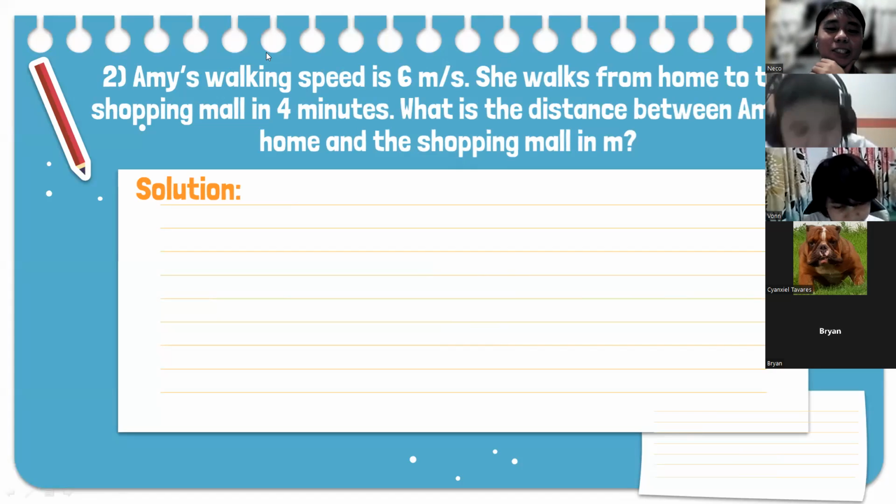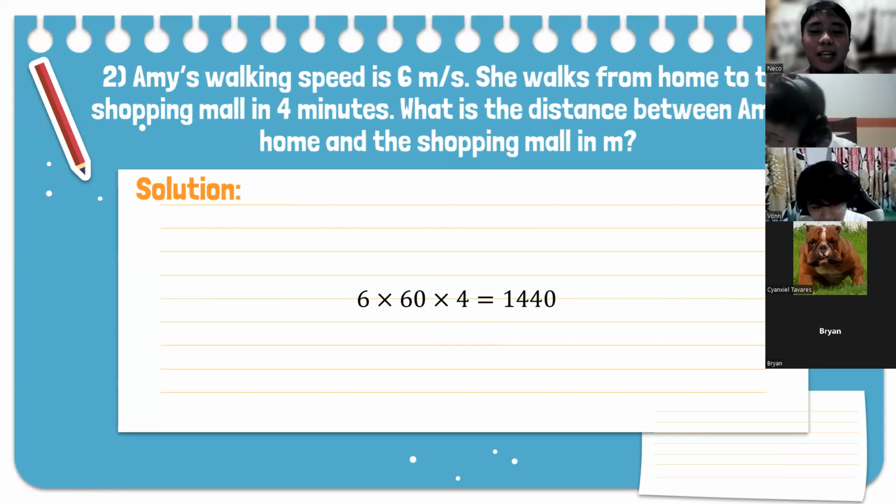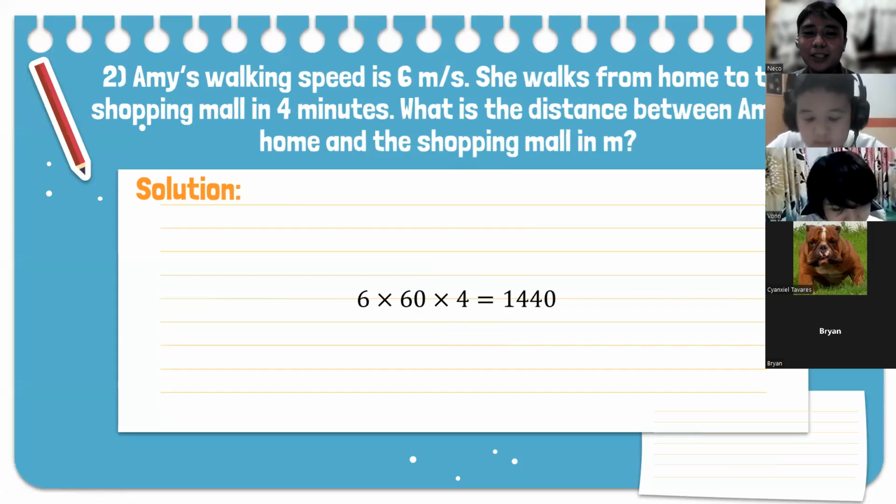Per second. So you just need to convert the 4 minutes to seconds, right? You just need to do 4 times 60 and then multiply it by 6 again. In short, you're doing 6 times 60 times 4. See, it's very easy, 1,440. Any questions for this one?